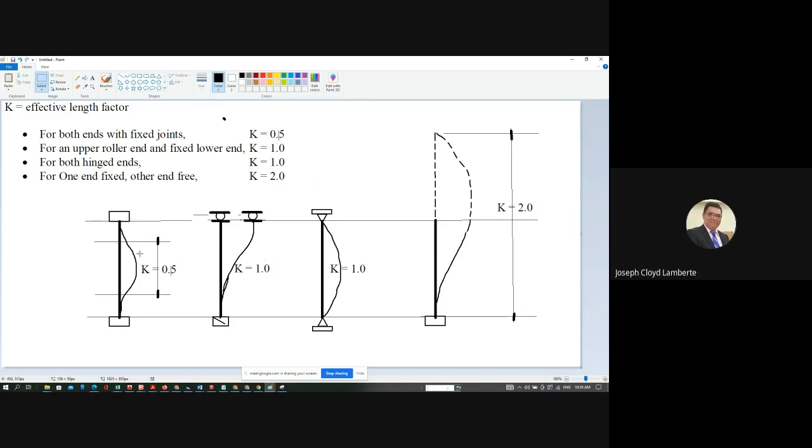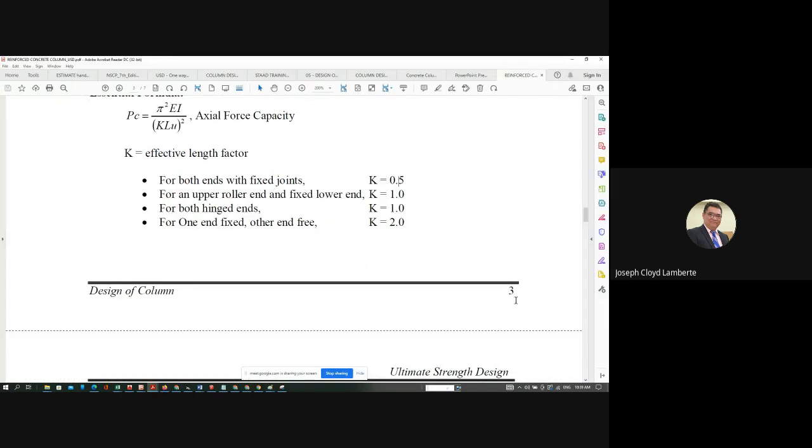0.5 ang K for both ends kanang fix. 1 and 1 for upper roller and lower fix, or hinge ang duha. And then for lower fix and free ang upper end, 2.